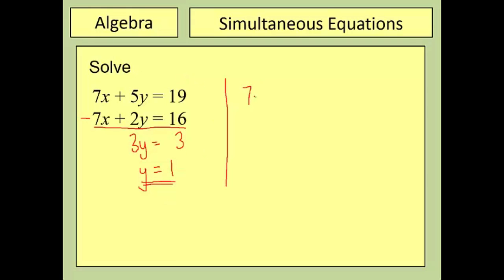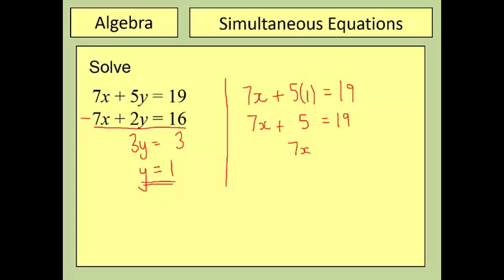So I've got 7x plus 5y, but I know that y is 1, so it's 5 lots of 1, and this equals 19. Now this is a normal linear equation which I can solve quite easily. So we have 7x plus 5 1s. Well, 5 1s, that's just 5, equals 19. And the first thing you would do in this is subtract 5 from both sides.